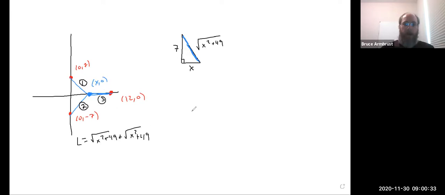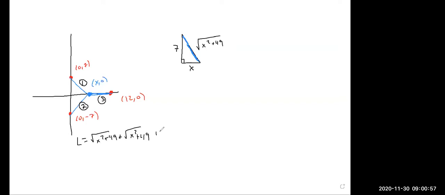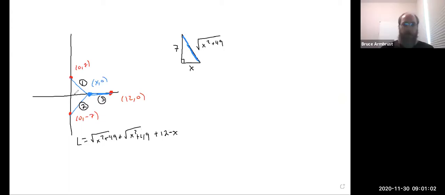But now we need to get length 3. So the question is, how long is length 3? Well, it's definitely not going to be 12. It's going to be less than 12 because we're not going all the way. So how long is it going to be? Can anyone give that to me in terms of x? Just 12 minus x. Yeah, beautiful. It's just 12 minus x, right? Because however close we got to the axis here, we take that away.